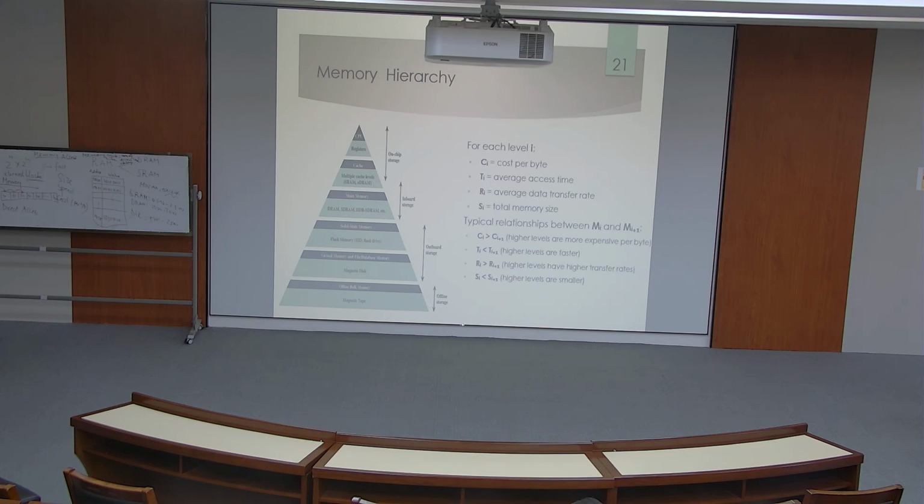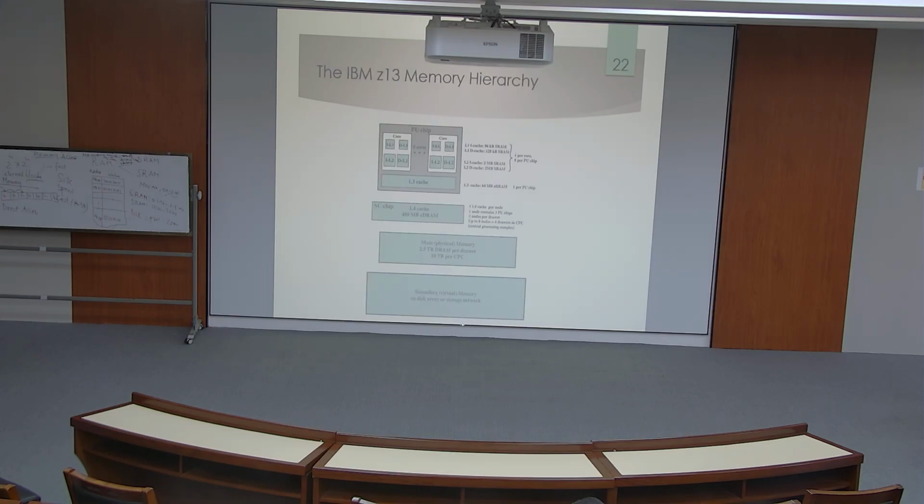So this is the memory hierarchy, but this time we have more details. We compare the memory levels in terms of cost per byte, average access time, average data transfer rate, and total memory size. Now, we have an example. This is an example of the memory hierarchy, IBM z13. This is very important.